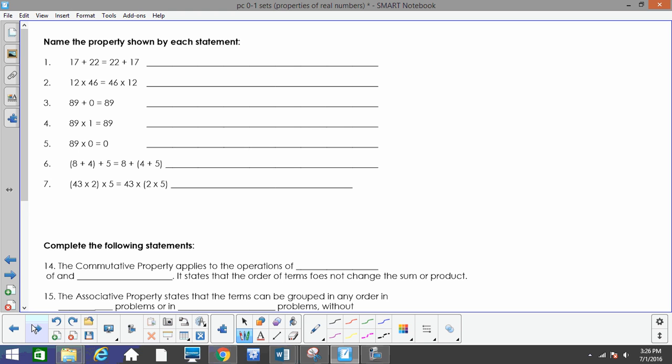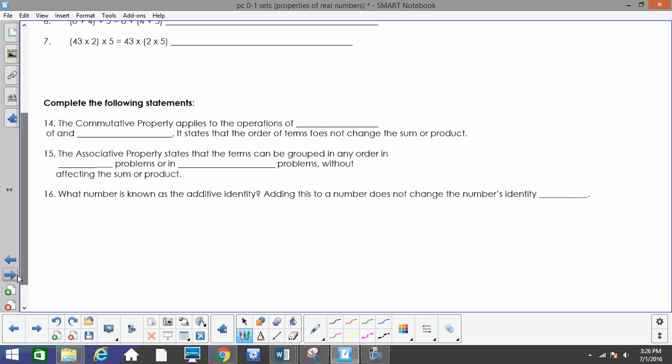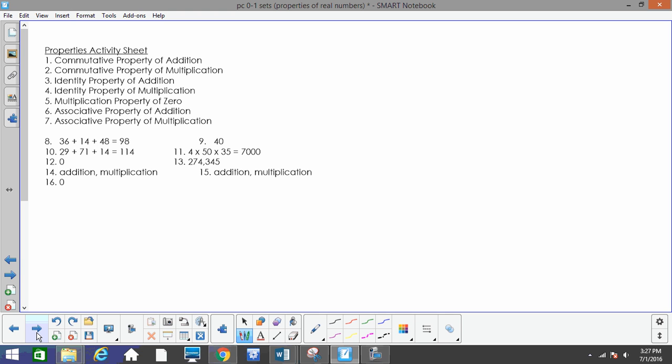So again, try and do these on your own. You want to name the property shown. You might want to go ahead and pause because not everything is going to be shown here. I do 1 through 7 first. And then here is 14 through 16. I will show the answers in just a second. And there are your answers.